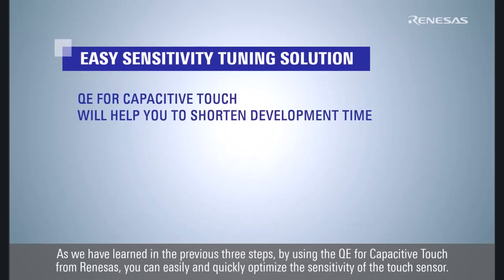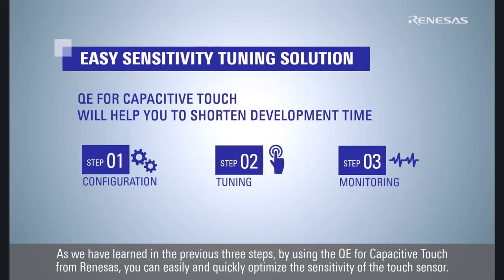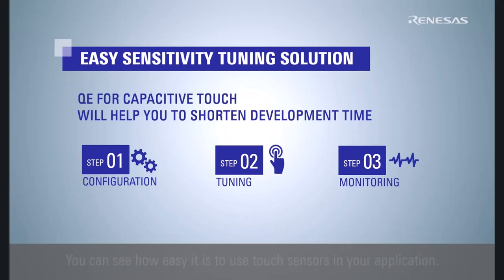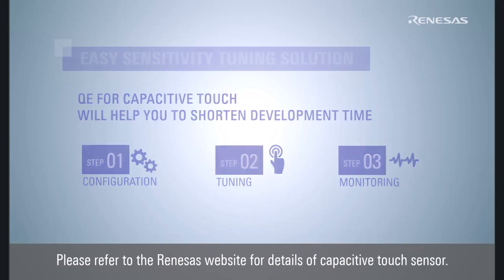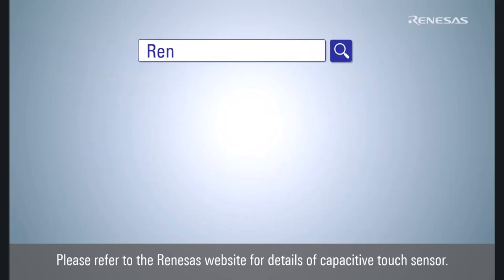As we have learned in the previous 3 steps of configuration, tuning and serial monitoring, by using the QE for capacitive touch from Renesas, you can easily and quickly optimize the sensitivity of the touch sensor. You can see how easy it is to use touch sensors in your application. Please refer to the Renesas website for details of capacitive touch sensor.